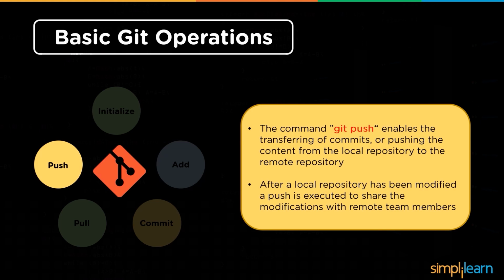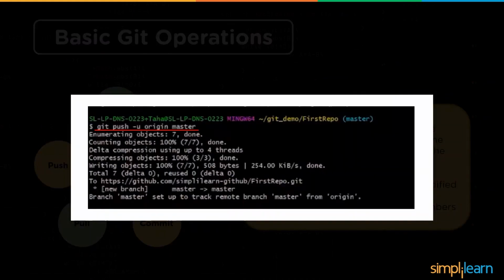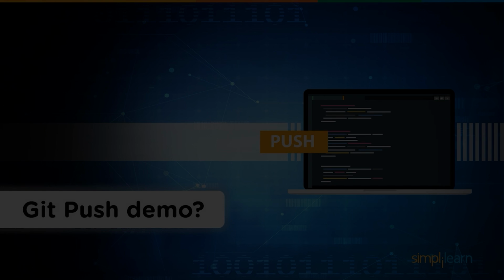So this is a mechanism using which you will be able to push changes from the local repository to the remote repository. Here you can see that we are pushing the changes from the master branch of our local repository to a remote repository. And in this case, as you can see, it says new branch because the remote repository was empty and there is no master branch present over there. So that is the reason why it says new branch over here.